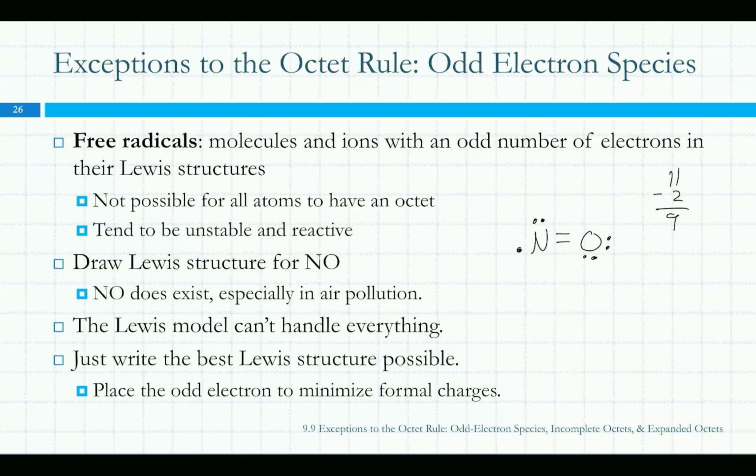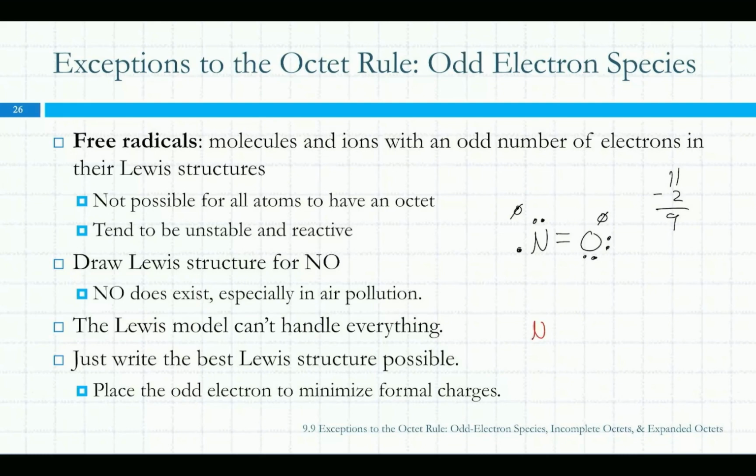So the nitrogen's 1 electron short. And in this case, this will give me a formal charge of 0 for oxygen. And then for nitrogen, actually, this works out as 1, 2, 3, 4, 5. So it's also a 0. So I would put that lone electron on the nitrogen and not on the oxygen.